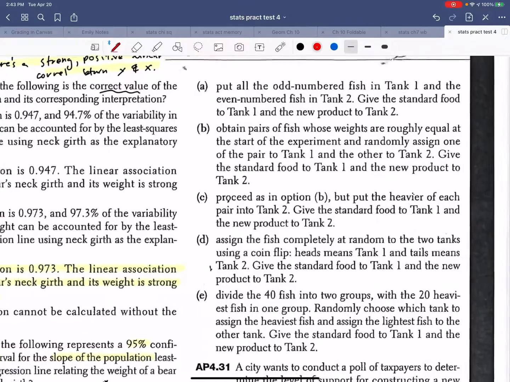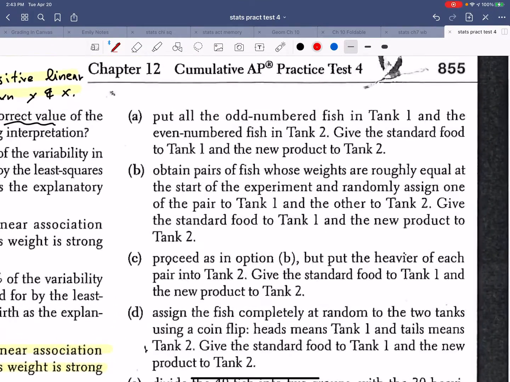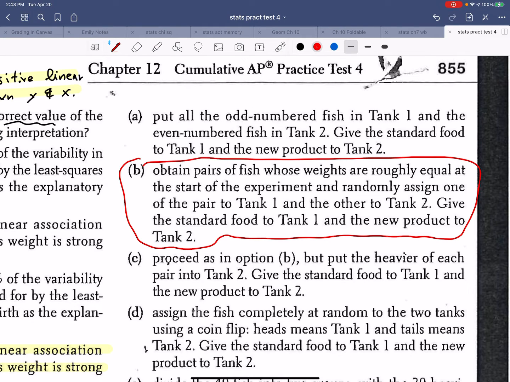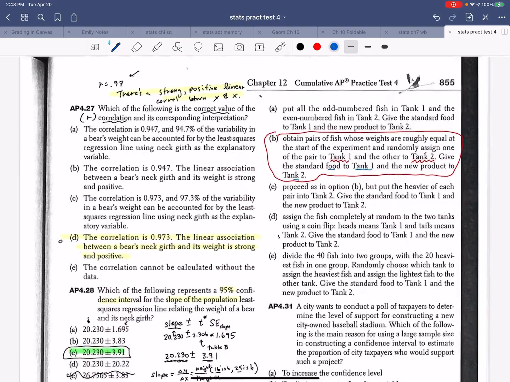When we take a look here, it looks like B. Yeah, obtain pairs of fish who weigh roughly the same, and then randomly assign one of the pairs to tank 1 and one of the pairs to tank 2. So it's almost having your twin brother go to one tank, go to the other. Everybody in tank 1 gets the same old food. Everybody in tank 2 gets the new food. This is our best strategy for being able to see if the new food has a better result, or, you know, it gets heavier fish.